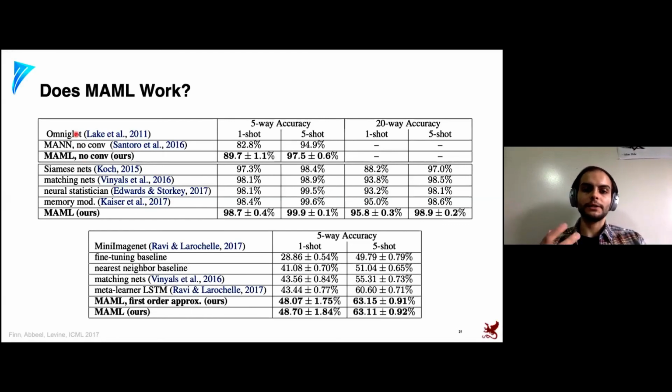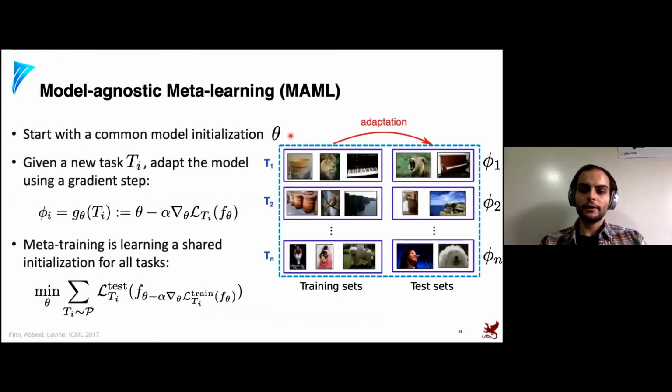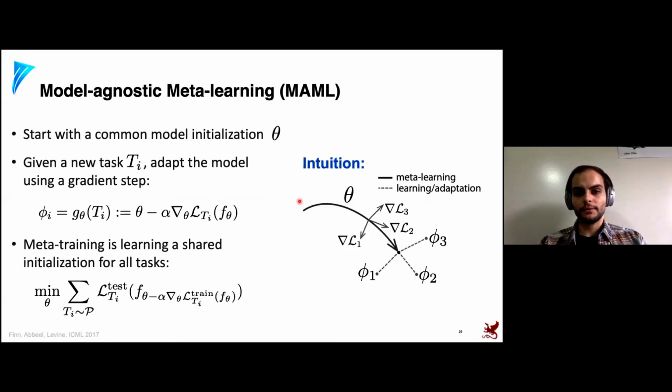It's basically MNIST-like characters from 1,600 different alphabets. Right, and then they have two different protocols of how to evaluate these methods. One is called 5-way or 20-way classification, and then it could be 1-shot or 5-shot, which basically means, let's go back, way means the number of classes in the problem, shots means the number of examples per class.